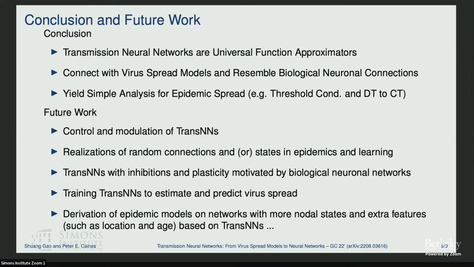Okay, so I want to conclude my talk here. I showed you a new neural network model, which we call the transmission neural network. They are universal function approximators. They have very nice properties because they connect with virus spread models naturally and have biological neural network motivations. And this yields simplified analysis for virus spread on networks.